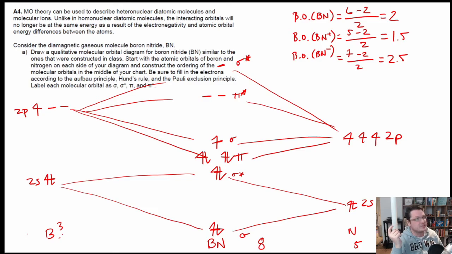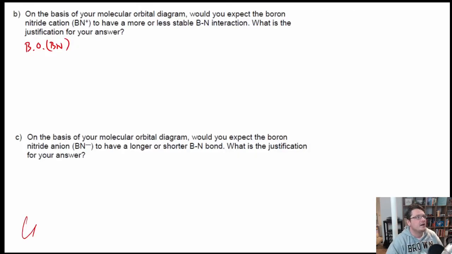Those are the justifications that you would really need to have in those cases. You would just go through, calculate the bond orders, and use that as your reasoning.